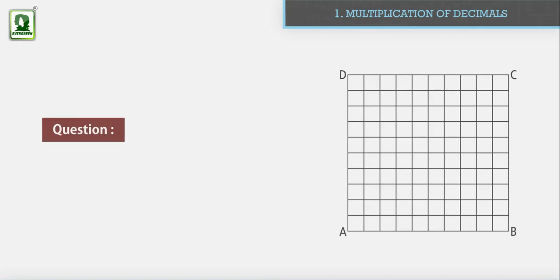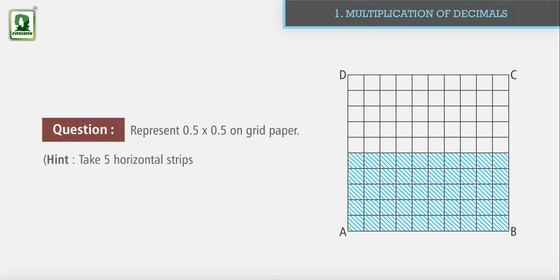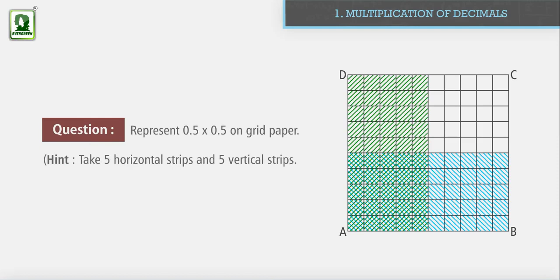Question: represent 0.5 by 0.5 on grid paper. Hint: take 5 horizontal strips and 5 vertical strips. Common shaded portion represents 0.25.